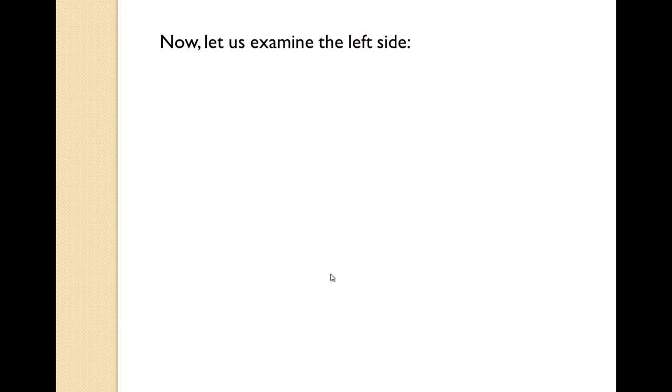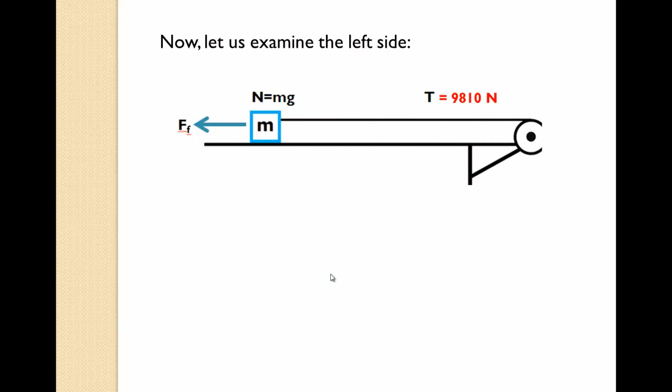So now we can examine the left side of the example. And again, we have the tension in the cable to be 9,810 newtons. And so what we're trying to find out is what mass is necessary to keep this thing from moving.